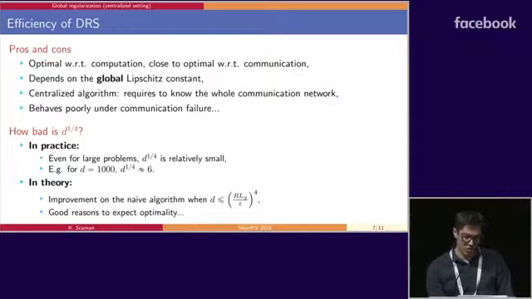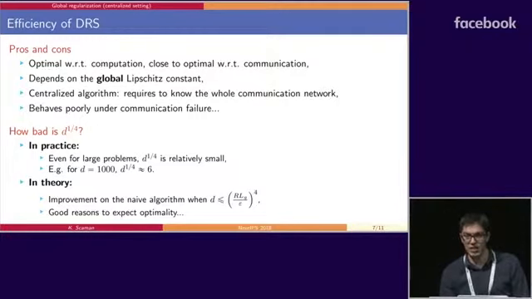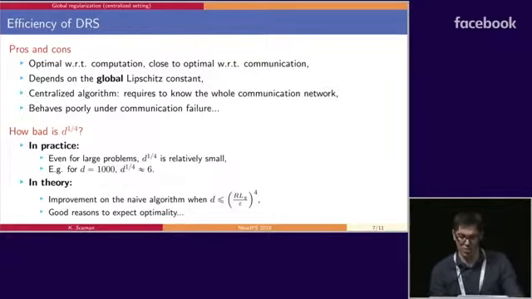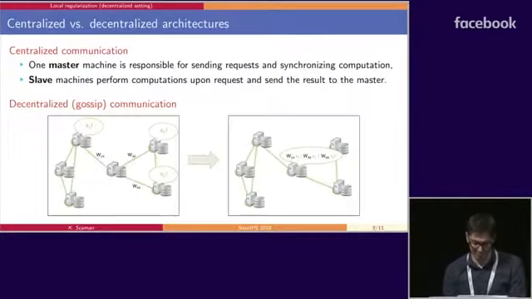Also, something to note is that the multiplicative factor, which is d to the power 1/4, in practice is not so bad, even for relatively large optimization problems. Even for d equal to 1,000, we have d to the power 1/4, which is around 6. So it's a relatively small multiplicative factor. And in theory, we have some reasons to expect that this may actually be the optimal convergence rate. But this is future work.